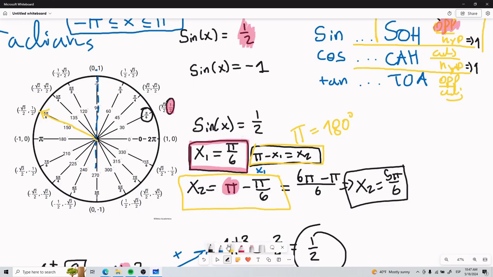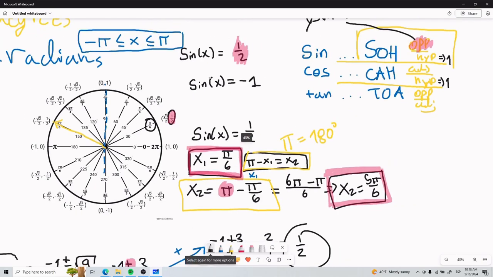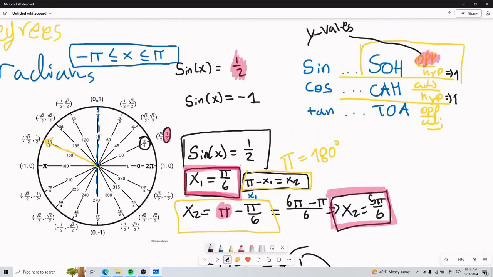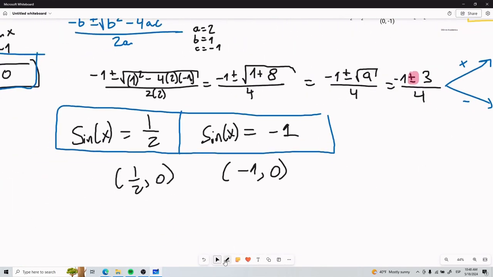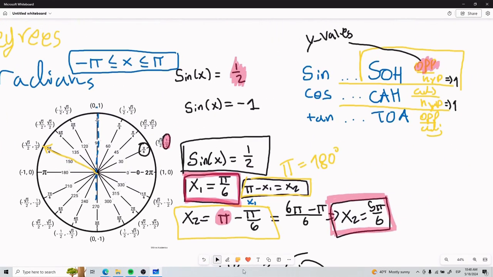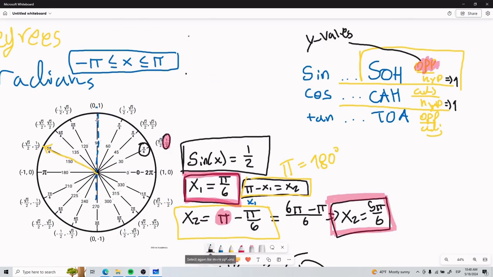So anyways, one of your solutions, as we said, is pi over 6. The other one we said was 5 pi over 6. Now, we're almost done, because this is thinking about sine x equals 1/2. But the other answer that I got in my quadratic was sine x equals -1. So now we have to go back to the unit circle and think about the scenario of sine x equals -1. Where would it be?